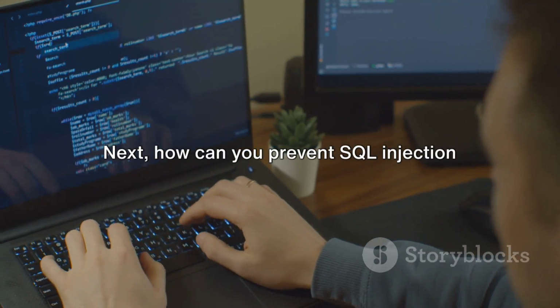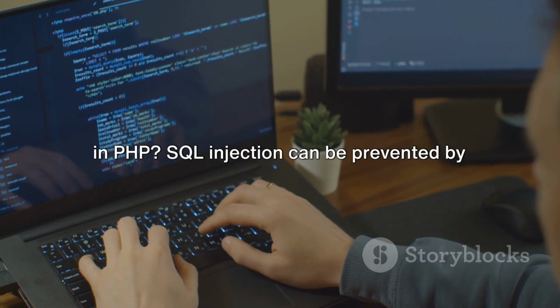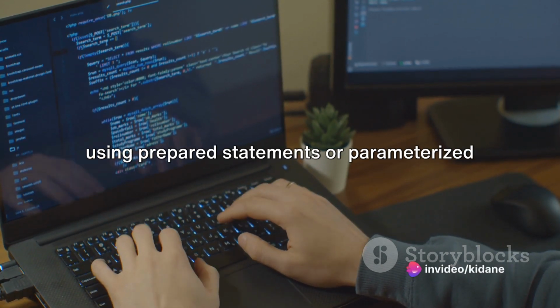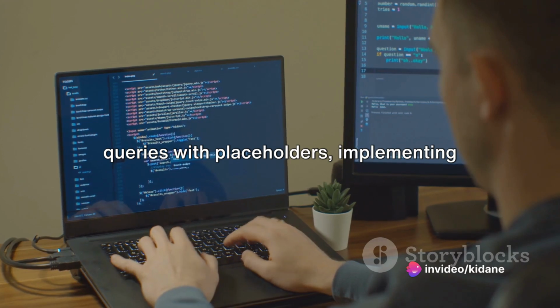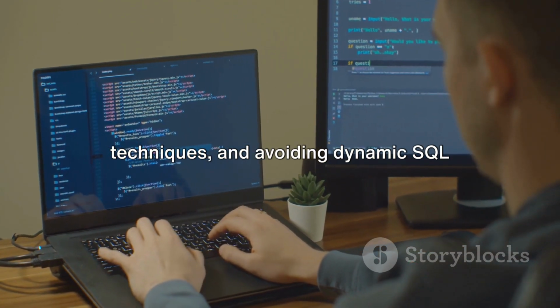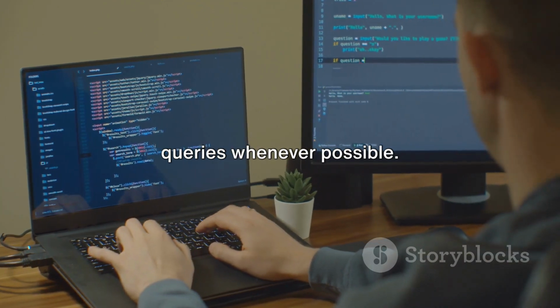Next, how can you prevent SQL injection in PHP? SQL injection can be prevented by using prepared statements or parameterized queries with placeholders, implementing proper input validation and sanitization techniques, and avoiding dynamic SQL queries whenever possible.